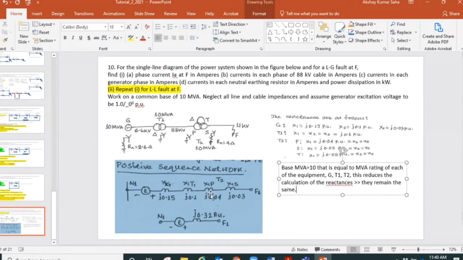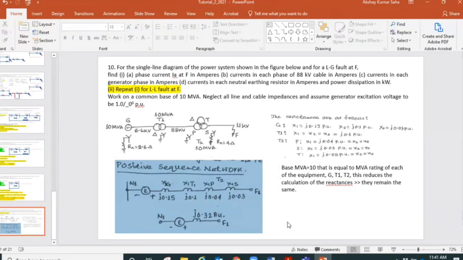That's what we did. X1P is the positive sequence reactance of the primary winding. X1S is the positive sequence reactance of the secondary winding, connected in series. And then we arrive at the fault point, and then we reduce it. All the reactances are in series, so we add them: 0.15, 0.1, 0.04, 0.03, that gives us 0.32. And the voltage source is also shown there.